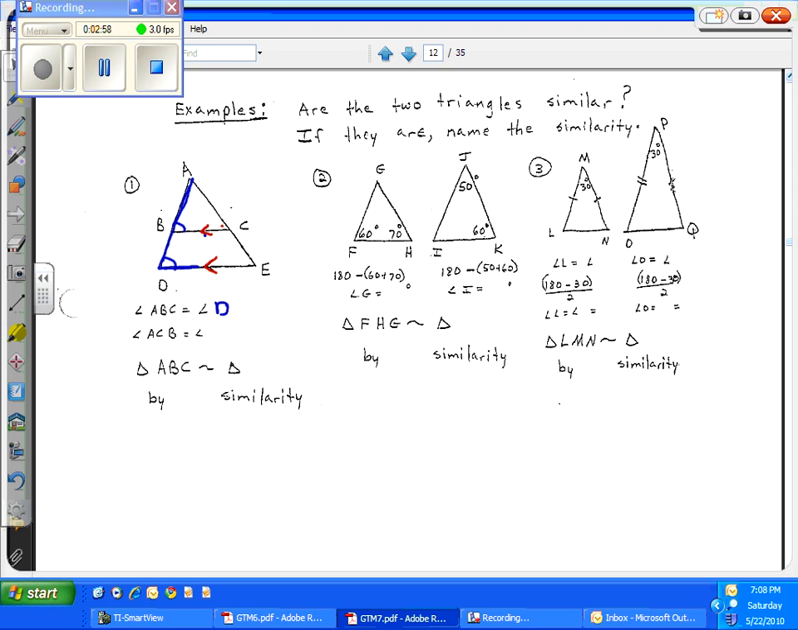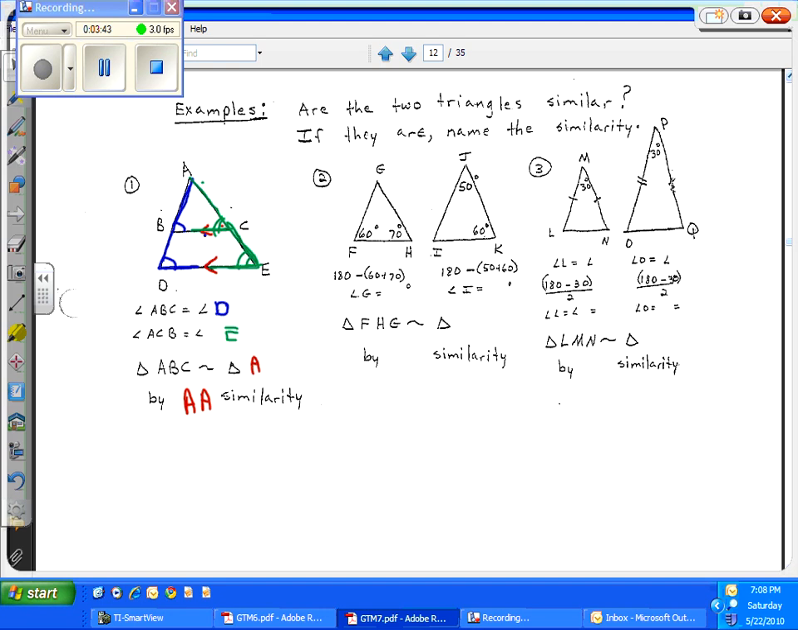I'm having trouble getting this where I want it. Angle ACB, which is this angle, is a corresponding angle with angle E. And we know that those are equal because the two lines are parallel. So angle ACB is equal to angle E because they're corresponding. So you have two angles of the one equal to two angles of another, so the triangles are similar by angle-angle similarity.